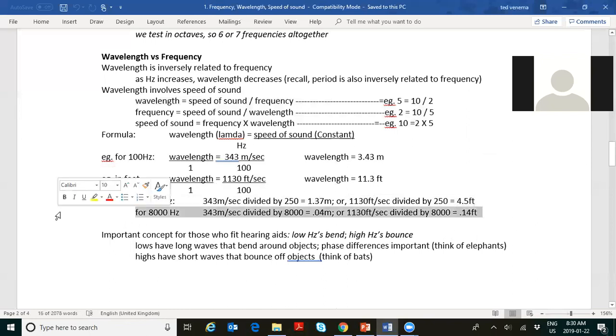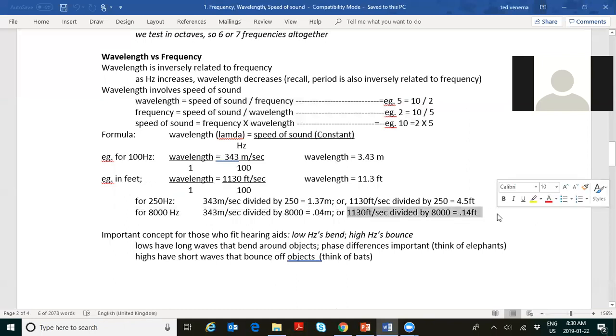8,000 hertz. Ooh, that's a really high frequency. 343 meters per second divided by 8,000 is 0.04 meters. Or if you did it in feet, 1,130 feet per second divided by 8,000, what is that? 0.14 feet. Okay? So always remember, when you're doing the calculation, always say what it is.